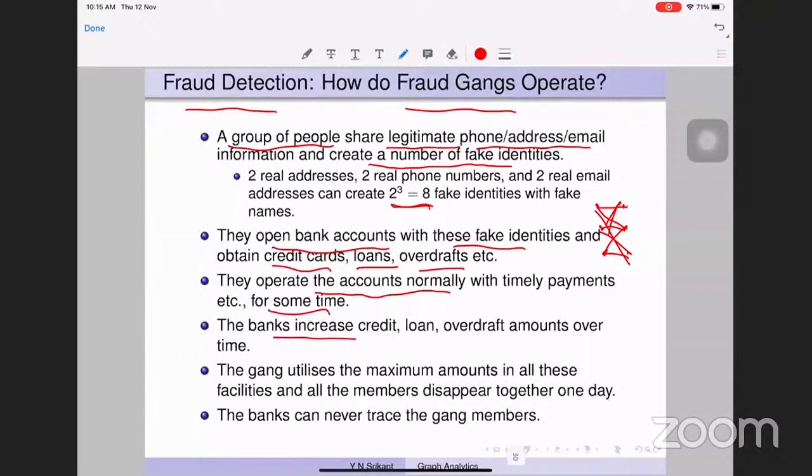Then what happens? The banks increase the credit, loan, overdraft limits. And finally, one fine day, all the members of the gang utilize maximum amounts in these facilities, and they disappear together. And since they're all fake identities, banks can never trace the gang members. Even if they go to that particular address, which is a real address, the person there will say, I don't know, somebody has misused my address. So this is the modus operandi of a fake gang.